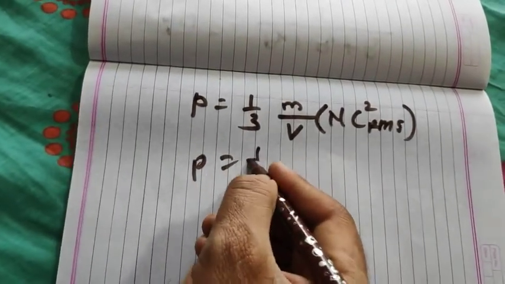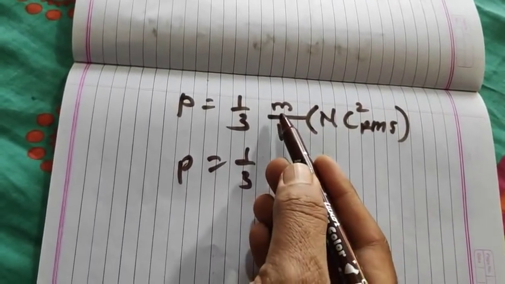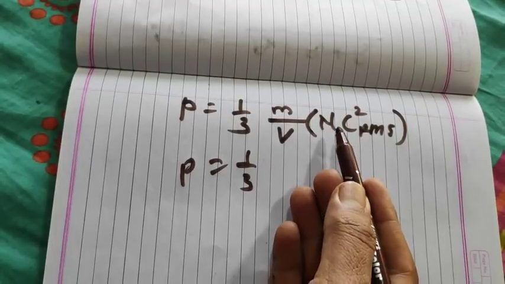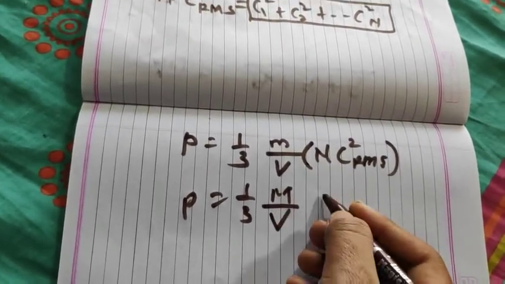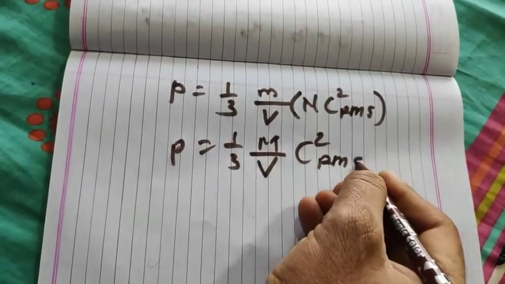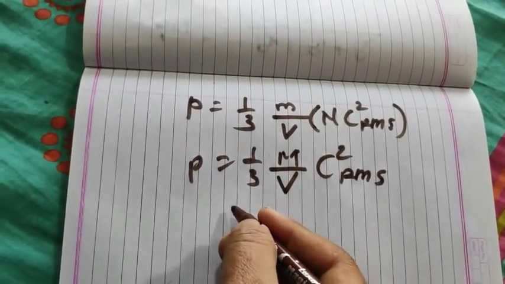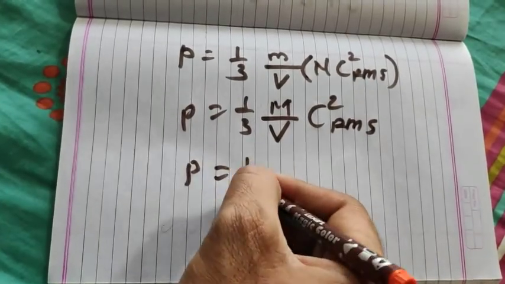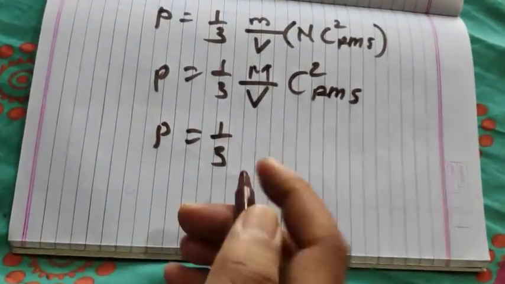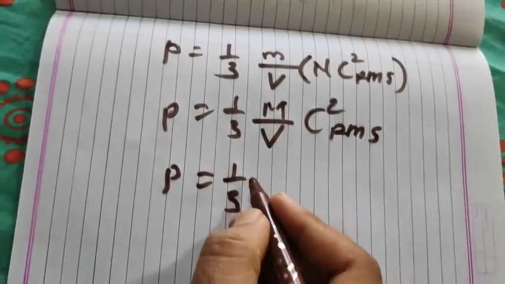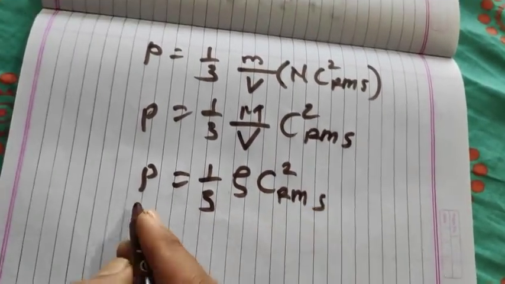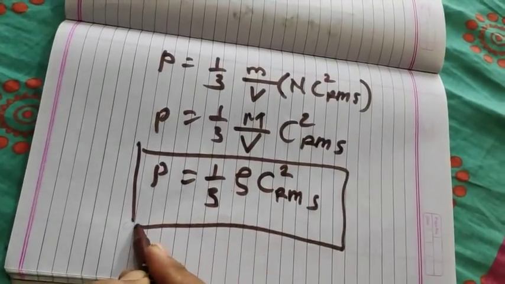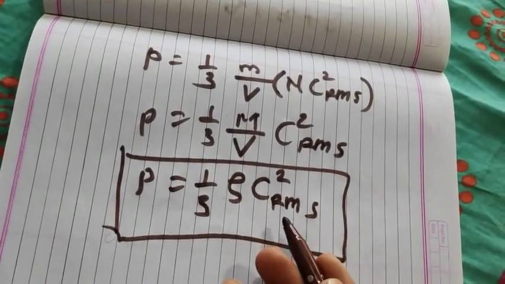Now as you got P is equal to 1 by 3, see this, small m, the mass of each molecule, and capital N, the total number of gas molecules, will constitute the mass of gas upon volume, into C square RMS. I am happy because we are getting the final answer. Mass upon volume is density, so it will be rho, and it will be C square RMS. So this is the pressure equation: P is equal to 1 by 3 rho C square.